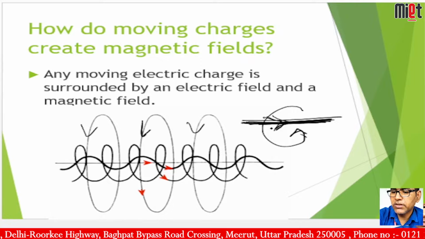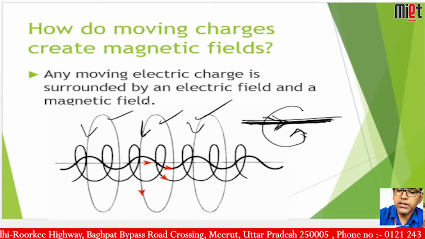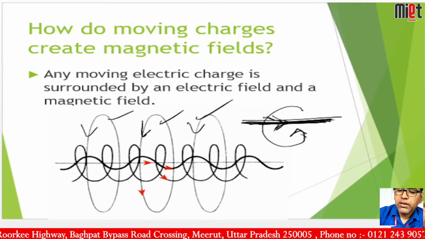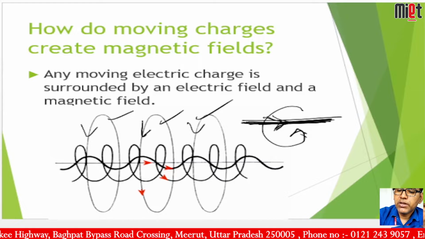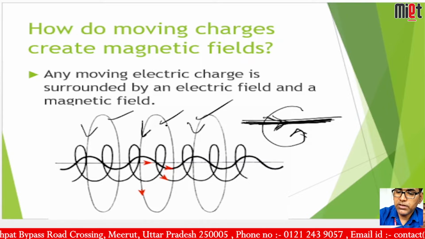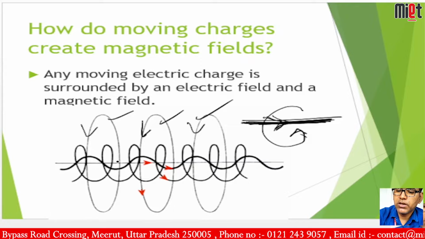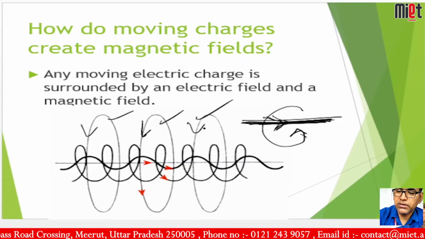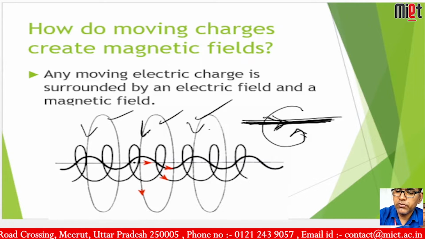This particular direction is shown in these diagrams by these three circles. So whenever a charge moves, there will be a magnetic field and an electric field, and the magnetic field direction will be just in such a way that it will enclose the current, just like these three circles are enclosing the flow of current.